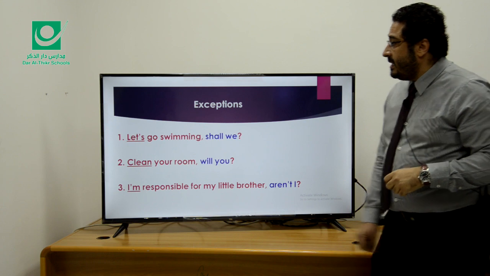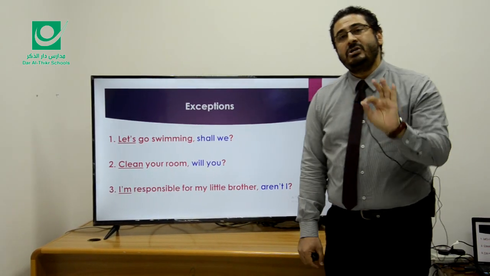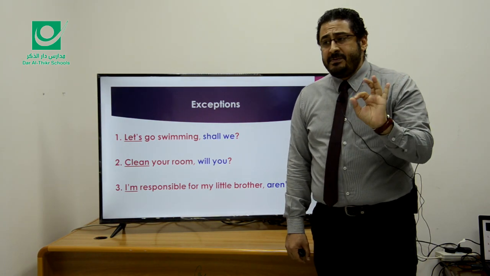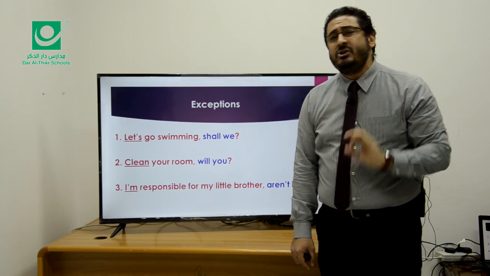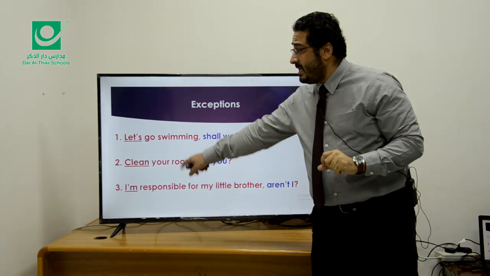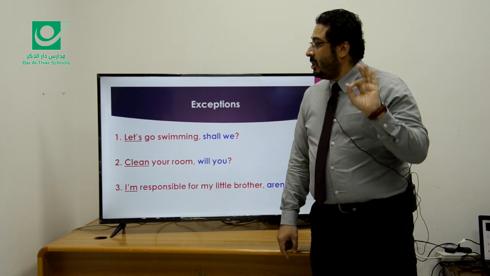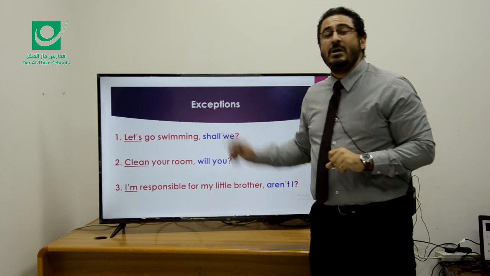And the second one, clean your room. This is an imperative. If you start your sentence with the base form of the verb, this is an imperative, like when you give instructions or orders to somebody. Now look at the second one. Again, clean your room. Will you?